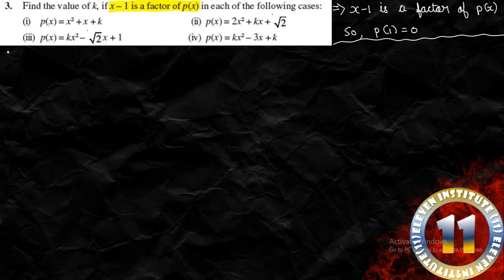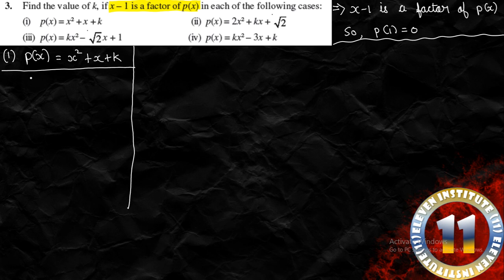Let us solve for the first one over here. This is the polynomial that is given to us, right? Now what we have to do is take p of 1 as 0. So let us do that. P of 1 is equal to 0. Why? Because x minus 1 is already a factor. Now instead of x we will write 1. So we have 1 square plus 1 plus k is equal to 0.